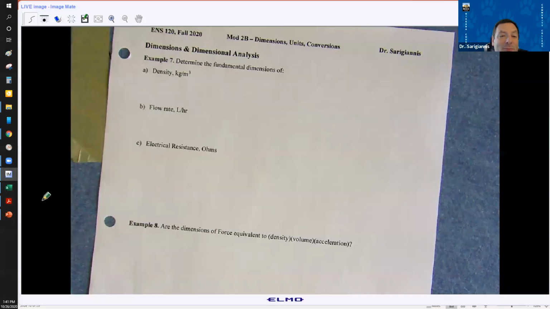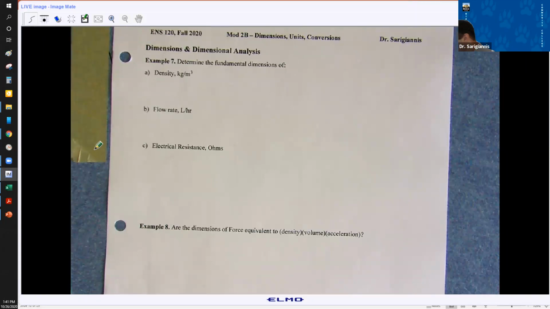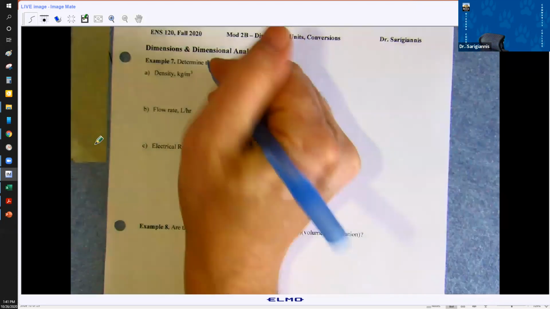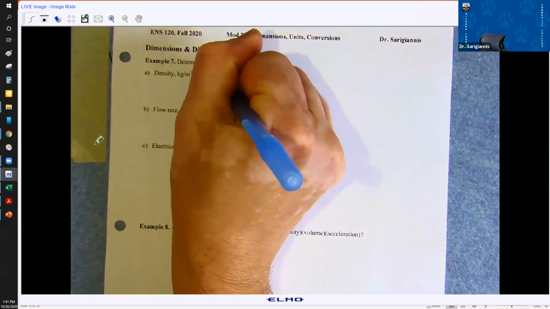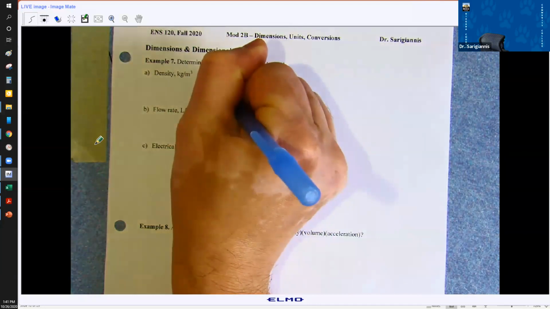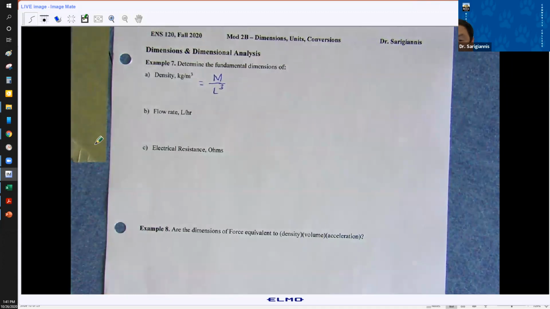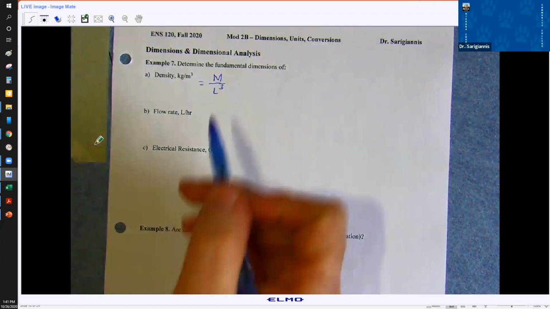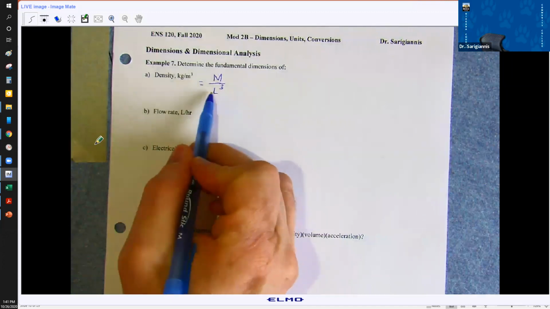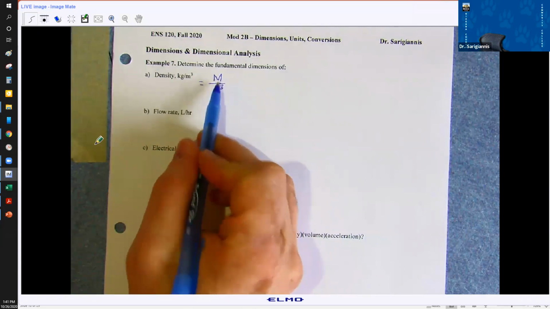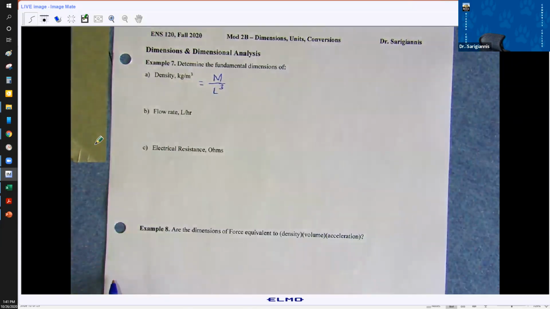So let's look at these on paper. Let's start with density. Density is fairly easy, right? Density has units of kilograms per cubic meter. So this is just mass per length cubed, right? That's easy. This is the fundamental dimensions of density, mass per length cubed. It doesn't matter what system of measurement you're in. Even in SI units, it's still mass over cubic length, right?